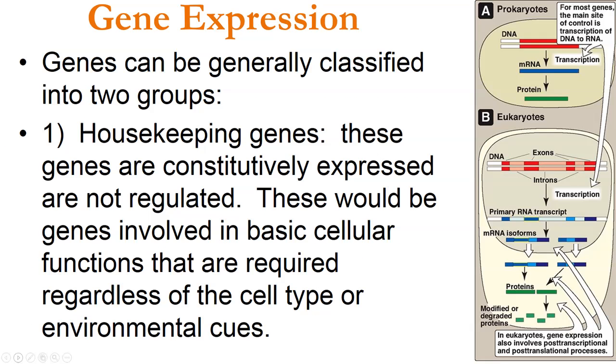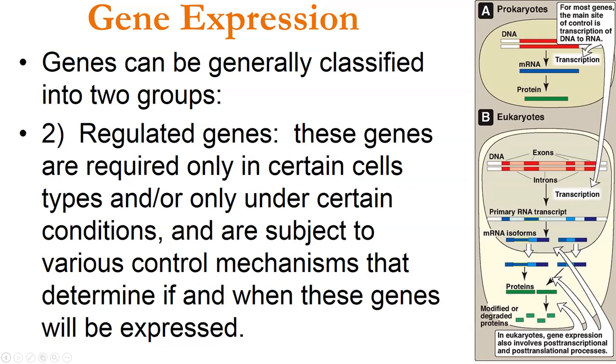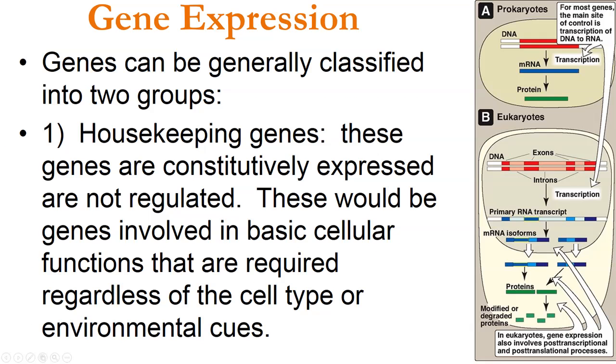Now, we can classify genes into two groups: housekeeping genes and regulated genes. Housekeeping genes are constitutively expressed. That means they're on all the time. There are definitely genes that need to be on all the time. They have what is loosely termed housekeeping functions. These are things that have to occur in every cell all of the time to maintain life as we know it, basic cellular functions.